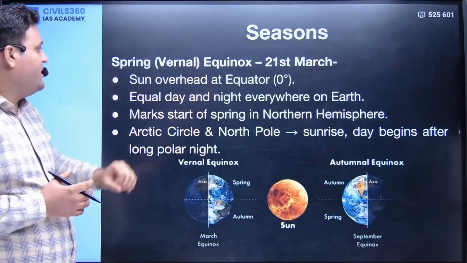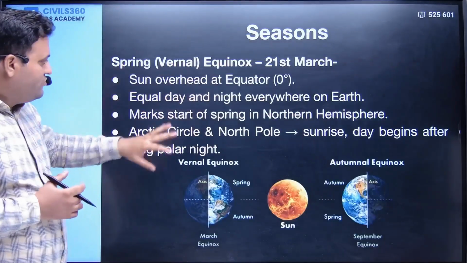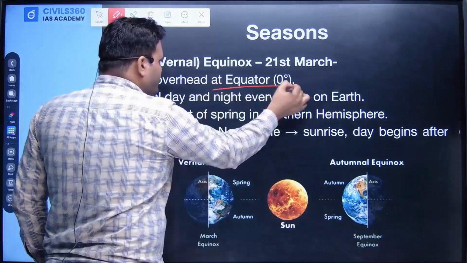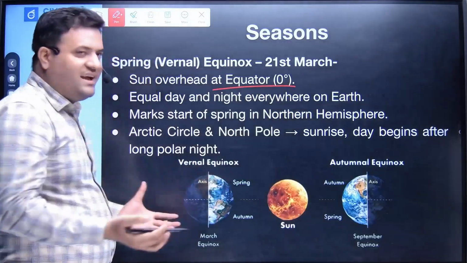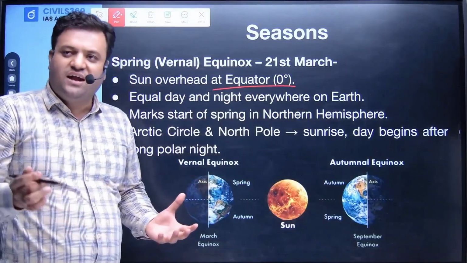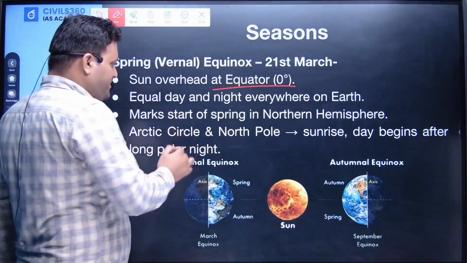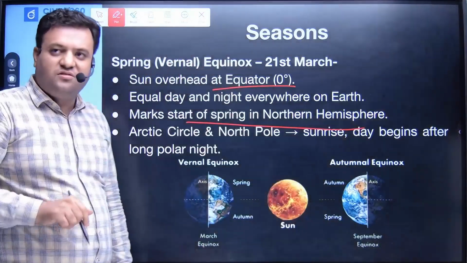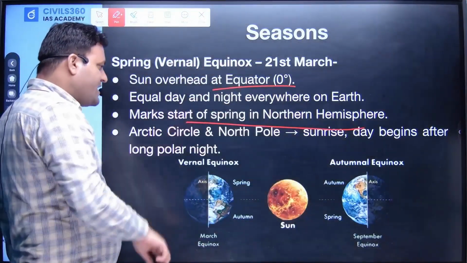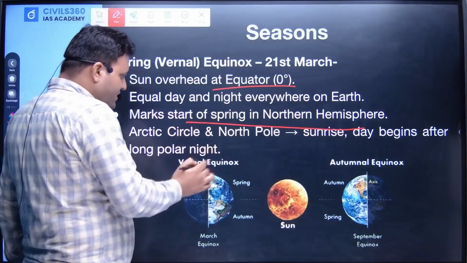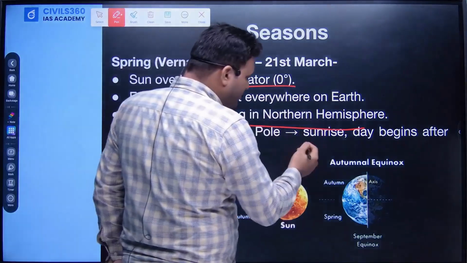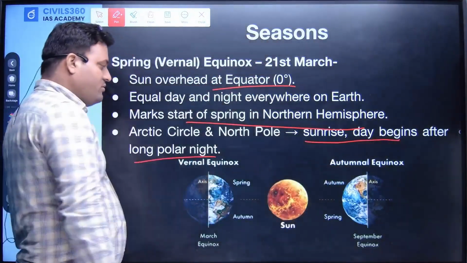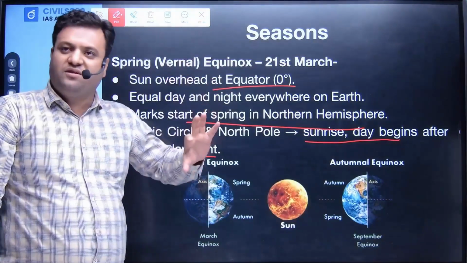Let's talk about the equinoxes. So when the sun is overhead on the equator, that will be called what? Equinox. When equal day and night duration is there, that marks what? The spring in the Northern Hemisphere. I hope you recall that animation and that image. So when we have this kind of aspect, like we have the Arctic Circle and North Pole, there will be a sunrise. Day begins after a longer polar night, specifically after winter.